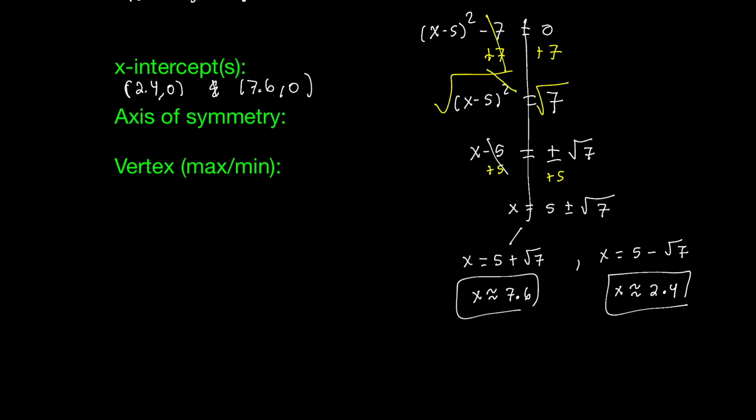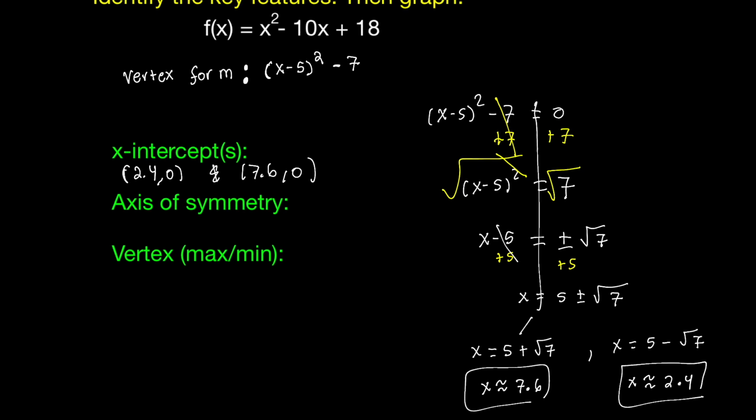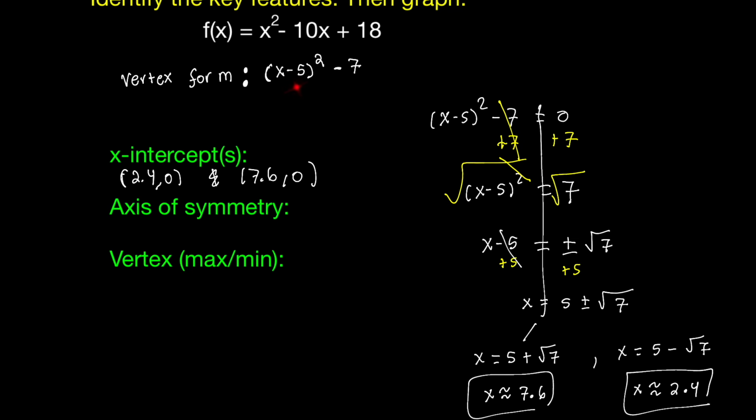For the axis of symmetry, that's going to be the h value. And the h value is the opposite value of the one you see inside of parentheses. So here, the opposite of negative 5 is going to be positive 5. We're going to write the axis of symmetry as x equal to 5.